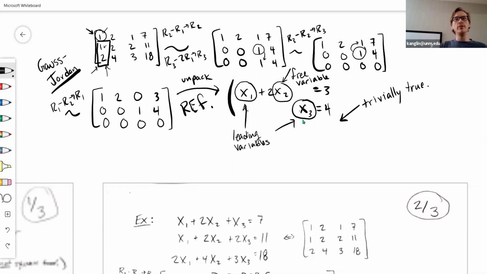So what can we do now? The idea from here is express lead variables. Handwriting got sloppy there. Leading variables, I'll say, in terms of free variables.